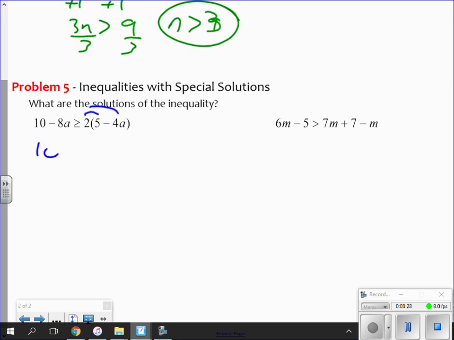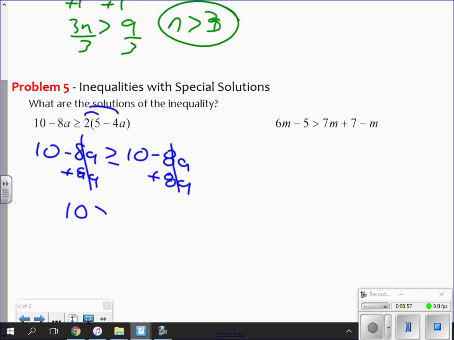Okay, so I get 10 minus 8a is greater than or equal to 10 minus 8a. Uh-oh. You look at that, something goofy's got to be going on. Because I got the same thing on both sides. Okay? So normally what do I do? I put all my variables on one side, right? So I add 8a to both sides. These cancel, and I get 10 greater than or equal to 10.